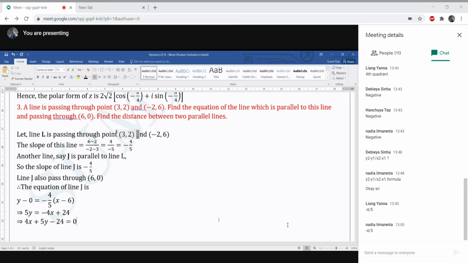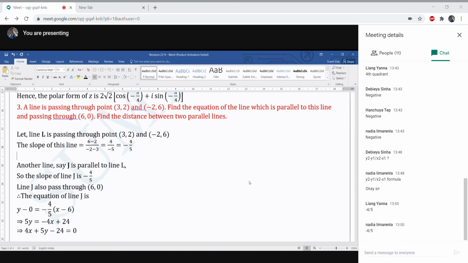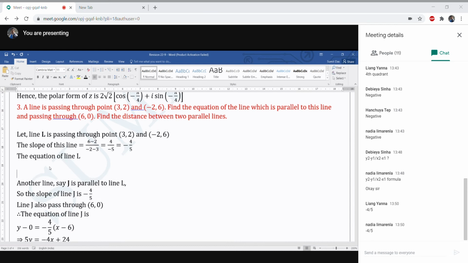The distance between two parallel lines formula is modulus of C1 minus C2, over the square root of the denominator 1 plus m square. M means the slope. So we have to find the equation of line L also. How to find the equation of line L? Can anyone tell me how to find the equation of line L?